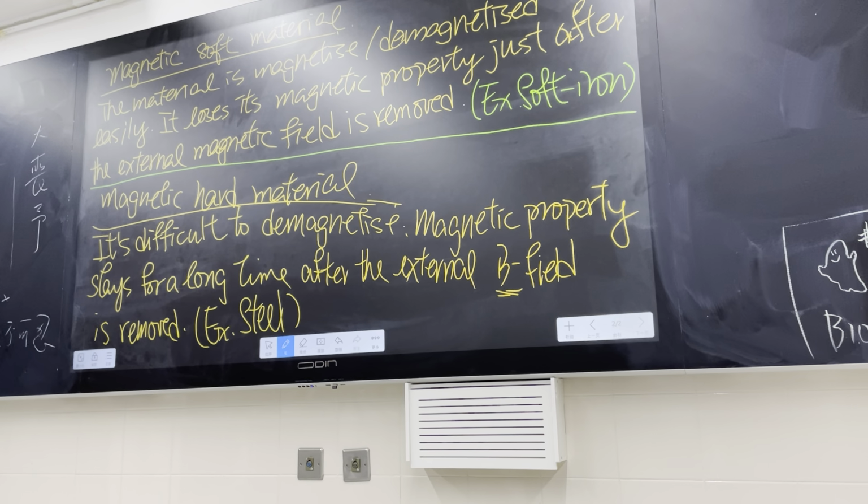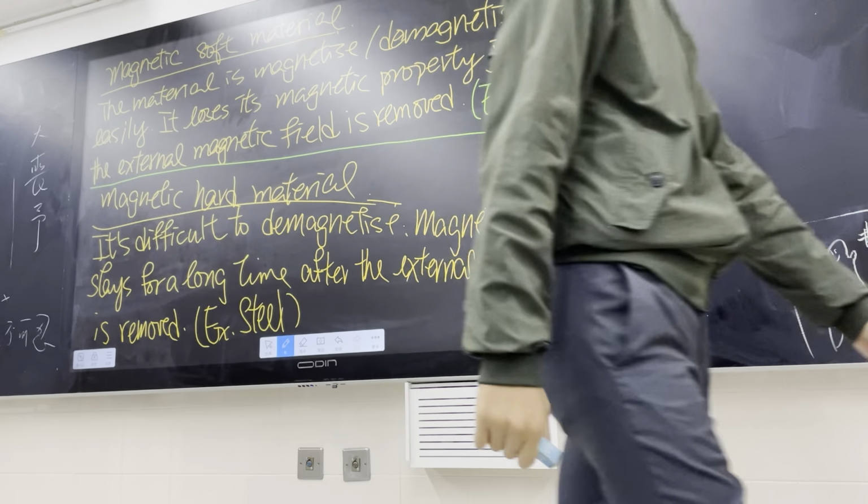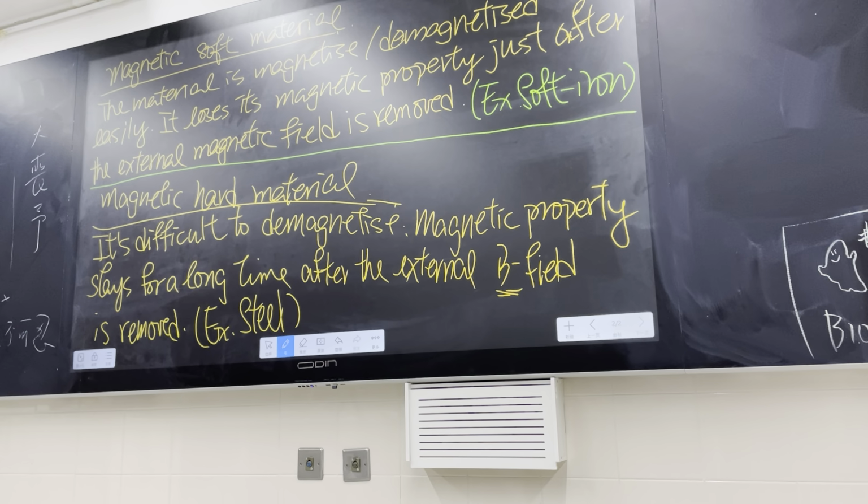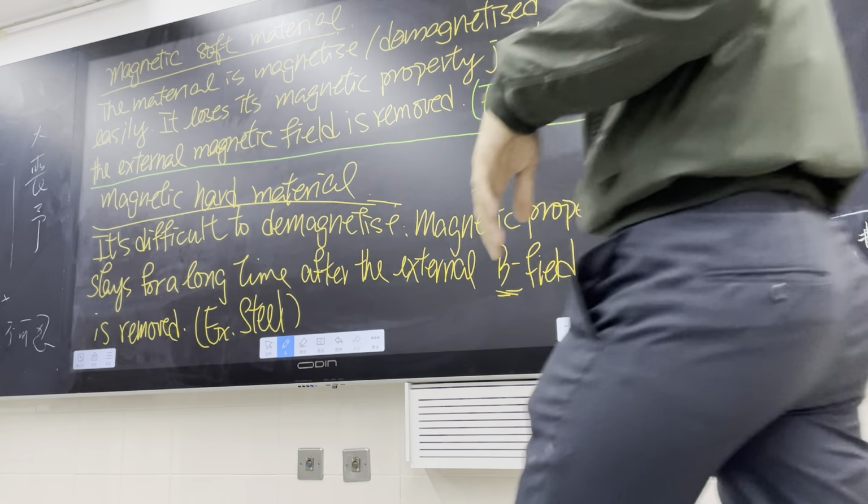For example, if you make a steel and then you rub it with the magnet every day, then it may become a magnet. Okay, and it is able to stay that way for a very long time.